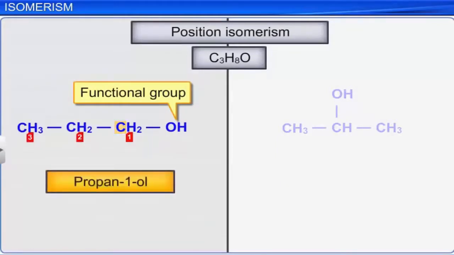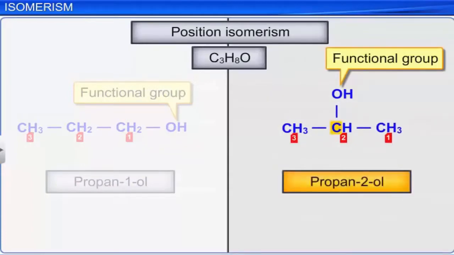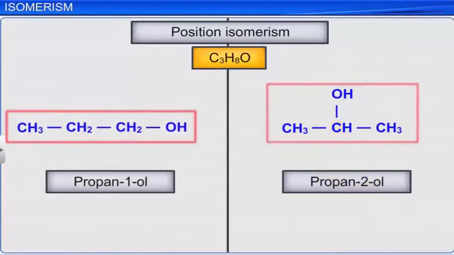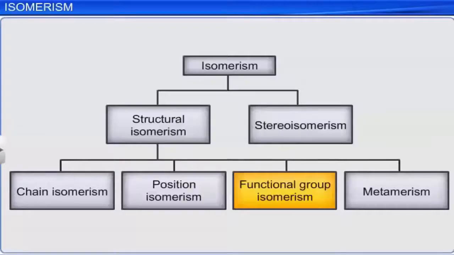In case 2, the functional group OH is attached to the second carbon atom. Hence, the name of the compound is propan-2-ol. In both the compounds, the molecular formula is the same, but the position of the functional group differs. Next, let's look at functional group isomerism. Compounds that have the same molecular formula but different functional groups are known as functional isomers, and the phenomenon is known as functional isomerism.